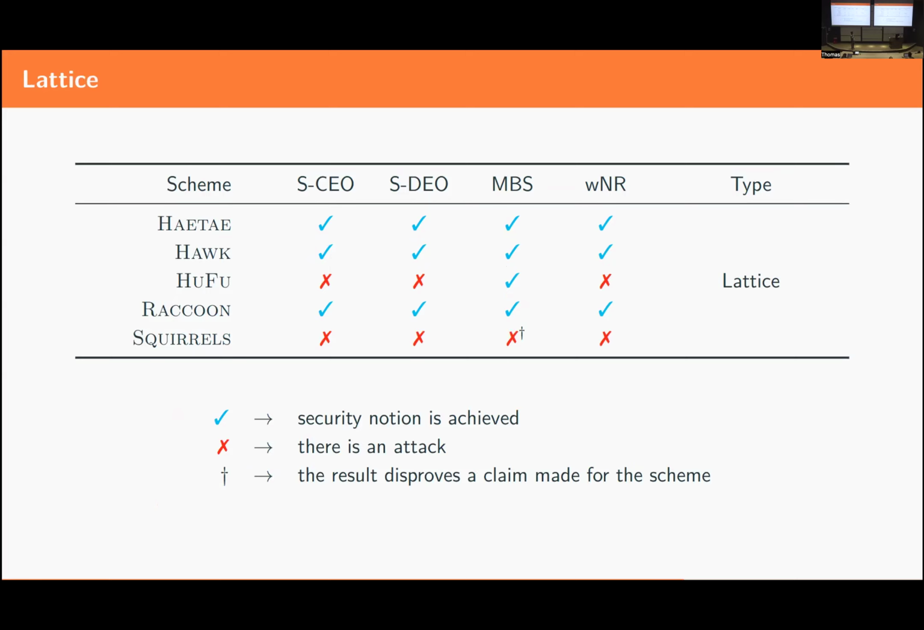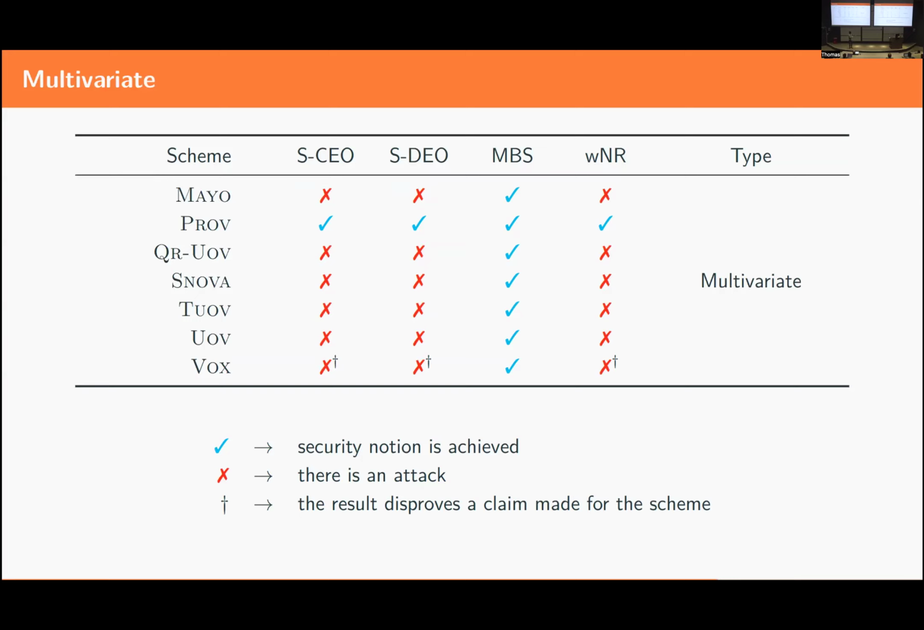A similar picture can be found for lattices, where we have SQUIRRELS, which does not achieve any of the above notions, and three of them achieve all. Unfortunately, the analysis for BUFF and SQUIRRELS in their paper was not correct, and there was a comparison to Falcon, which achieves BUFF security, but the similarities are not close enough to conclude that SQUIRRELS achieves the same security. And for multivariate, the picture is very clear. You can see that all achieve BUFF security, and except for PROV, none of them achieves any other notion.